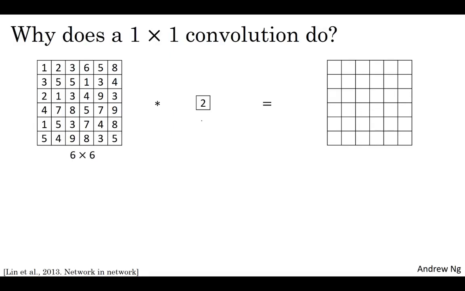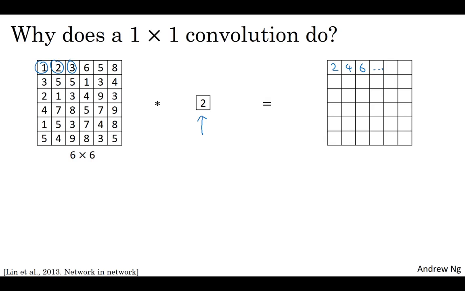Let's take a look. Here's a one-by-one filter. I put the number 2 there. And if you take this 6x6 image, 6x6x1, and convolve it with this 1x1x1 filter, you end up just taking the image and multiplying it by 2. So 1, 2, 3 ends up being 2, 4, 6, and so on. And so a convolution by a 1x1 filter doesn't seem particularly useful. You're just multiplying it by some number.